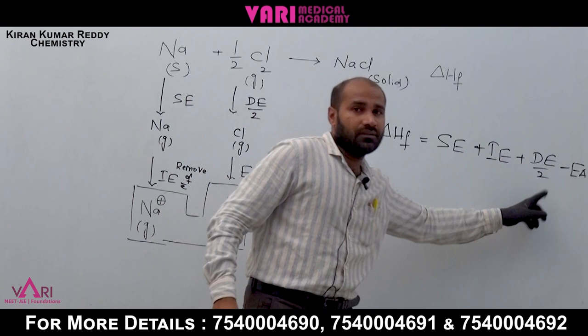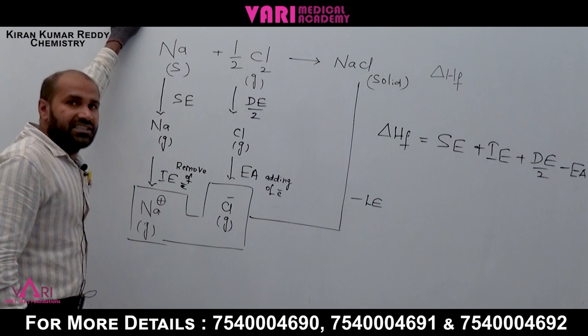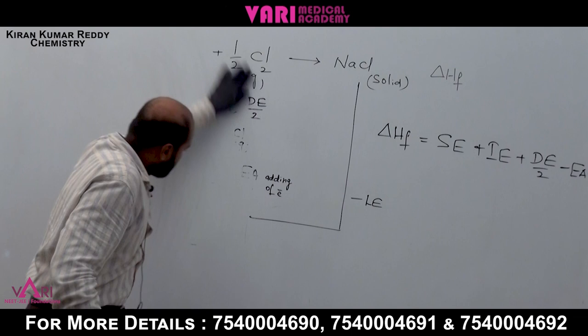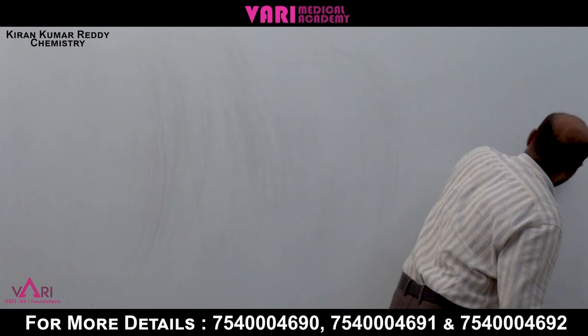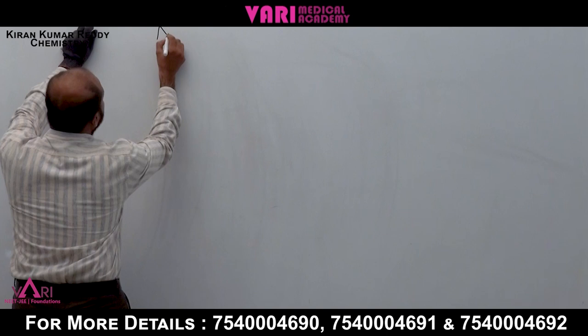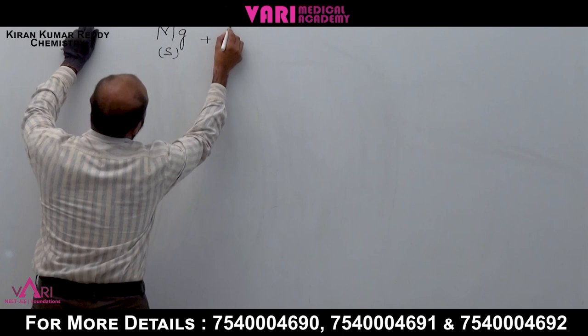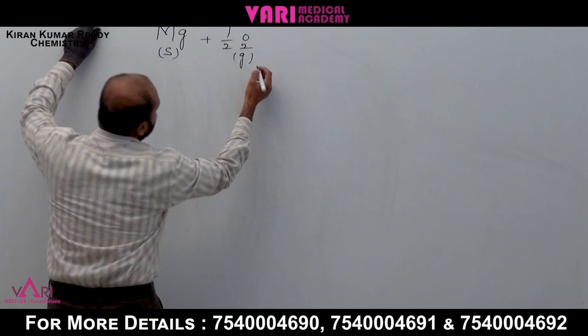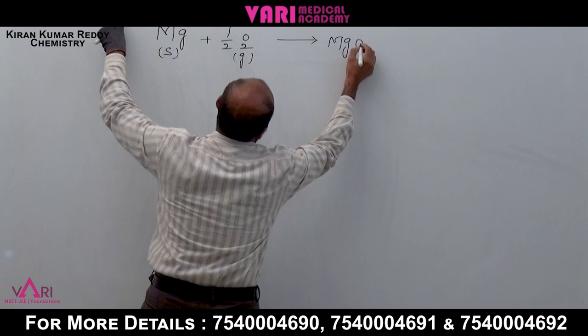Okay. We can take the next example, magnesium oxide. By using the Born-Haber cycle only, we can calculate the lattice energy indirectly. Now write down, magnesium in solid form plus half O2 in gaseous form, that gives rise to MgO. MgO means Mg plus 2, O2 minus.